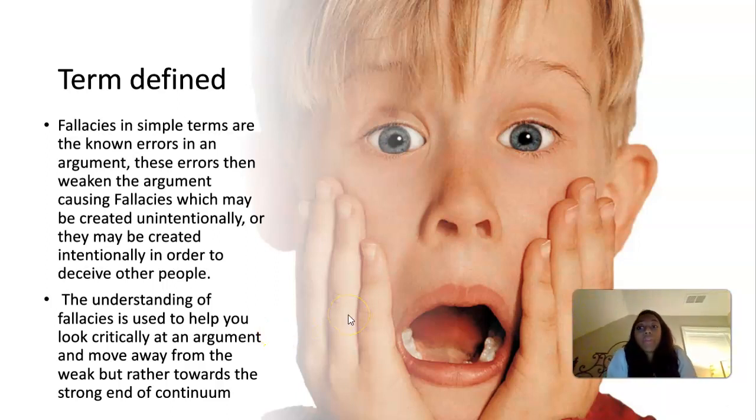So, fallacies, defined in simple terms, are known errors in an argument. These errors weaken the argument. Fallacies may be created unintentionally, or they may be created intentionally in order to deceive other people. Understanding fallacies helps you look critically at an argument and move away from the weak end and toward the strong end of the continuum.